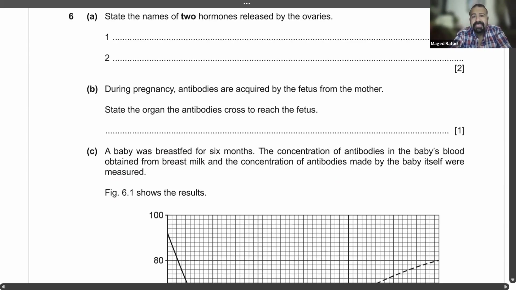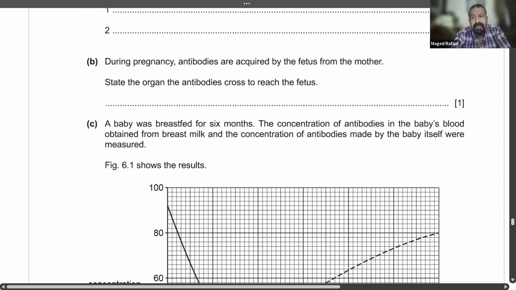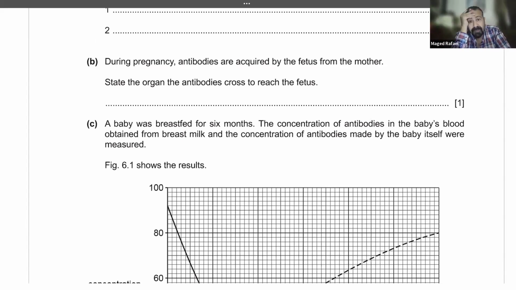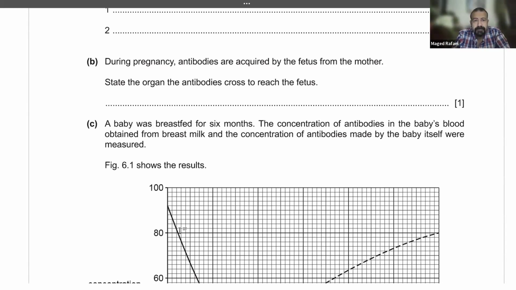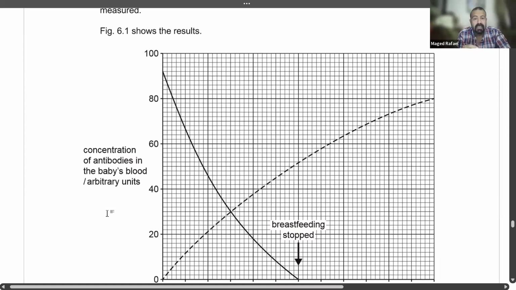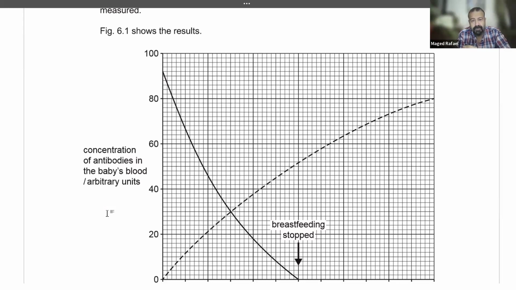During pregnancy, antibodies are acquired by the fetus from the mother. State the organ the antibodies cross to reach the fetus. What do you think? Placenta. Placenta is the main part or the main organ, yes, bravo. Antibodies or anything will be delivered to the fetus by the placenta. Okay.